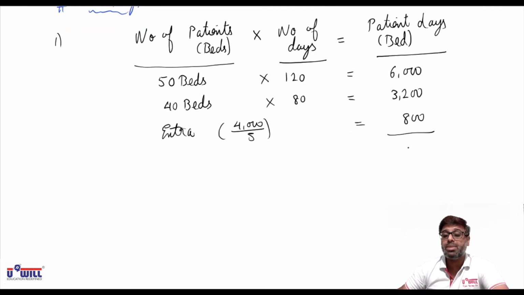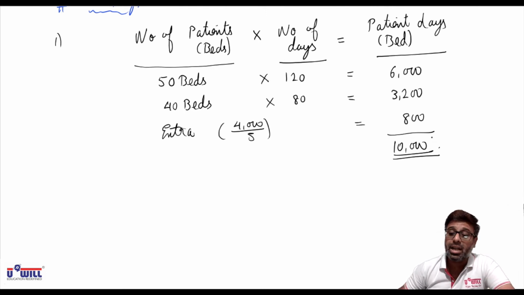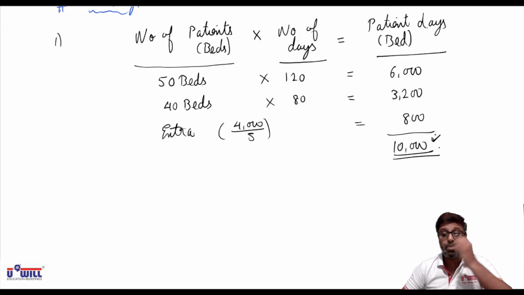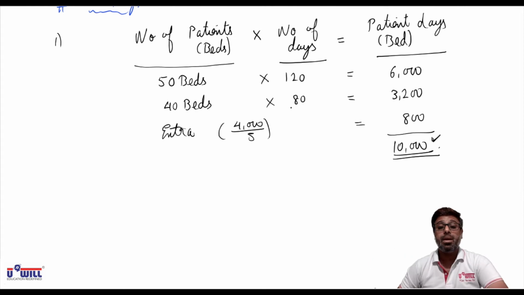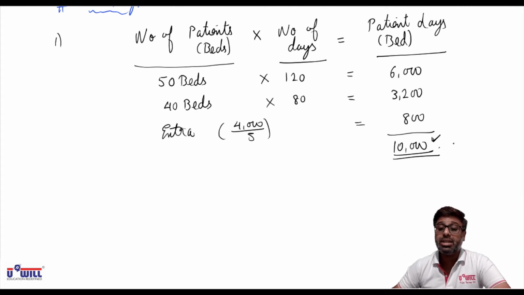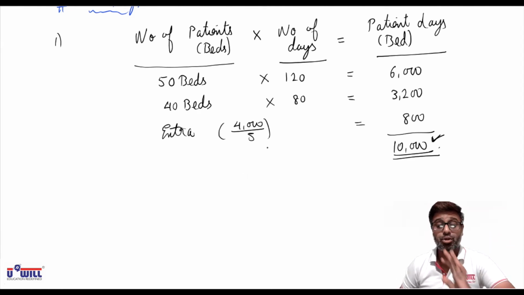So 6,000 plus 3,200 plus 800, total 10,000 bed days are occupied in the hospital. What is this 10,000? Total number of patients into total number of days in the hospital occupied are 10,000. Okay, so 50 beds are there. Based on number of patients and number of beds, you can say total 10,000 patients are coming to the hospital in 1 year. This is what it actually means.